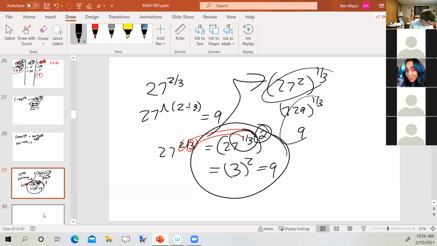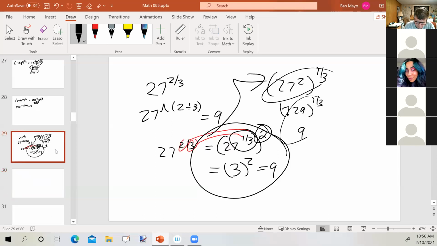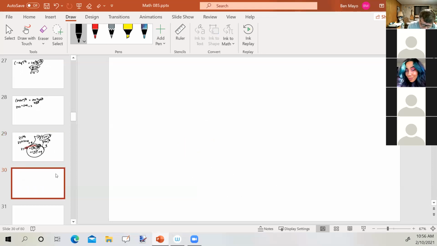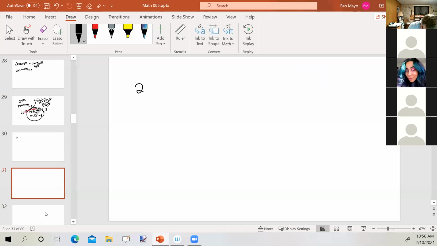Okay, let's see. So then you just have to separate the numbers, right? Like how for the 27 2/3, and then you just separate it. So then you know what one's the root and what one's the power. Yes, yes. Let's look at this again.